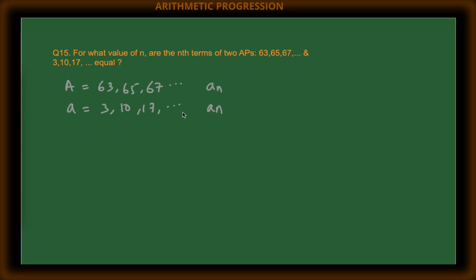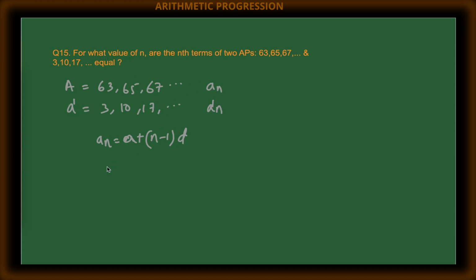Let's put it as a and a dash, so that we can easily understand. Let's put our standard formula of an nth term: a_n is equal to a plus n minus 1 into d. Both are equal, right? So there is a term which is equal between these two.